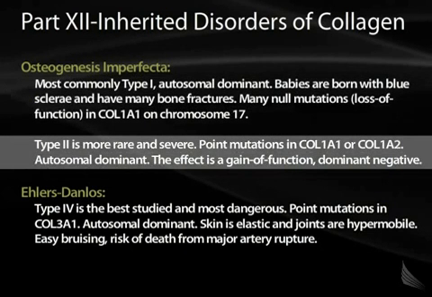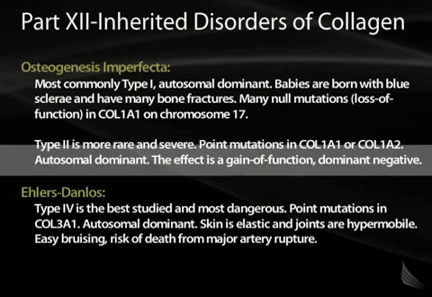Type 2 is more rare but also more severe. Point mutations here are in the genes COL1A1, just like type 1, or COL1A2. This is an autosomal dominant type disease, and the effect is a gain of function dominant negative, like we talked about in earlier sections. So we get something wrong with the collagen subunit that messes up the entire structure.